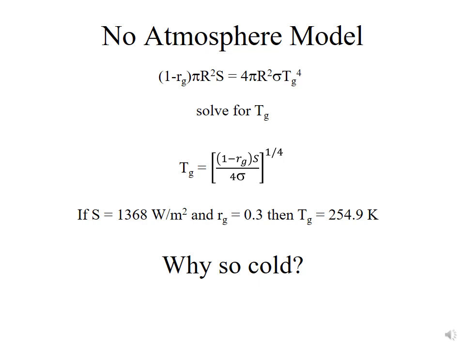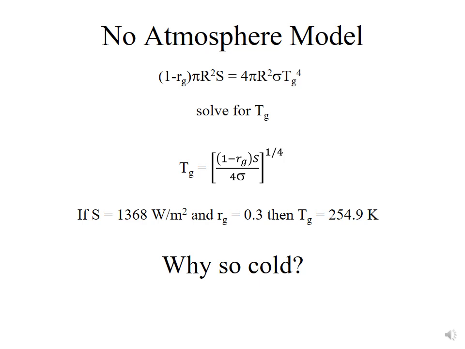So in this no atmospheric model, we basically solve for the temperature of the ground, and it's going to be 1 minus the reflectivity of the ground times the solar constant divided by 4 sigma, raised to the 1/4 power. If we define the reflectivity of the ground as 0.3, so 30% of the incoming radiation is reflected off of the planet, then if you plug these numbers in, using the appropriate value of the Stefan-Boltzmann constant, you'll get a temperature of the ground of 254.9 Kelvin, which is actually quite cold.